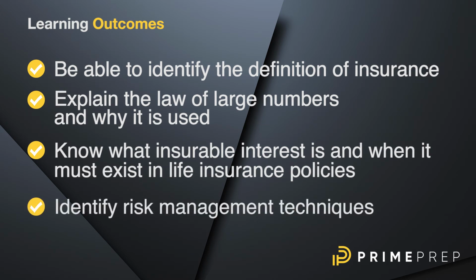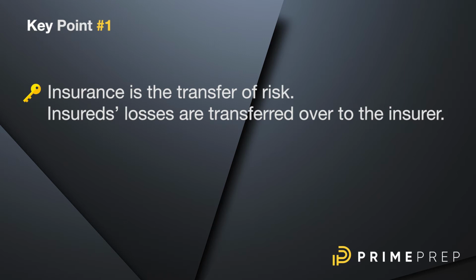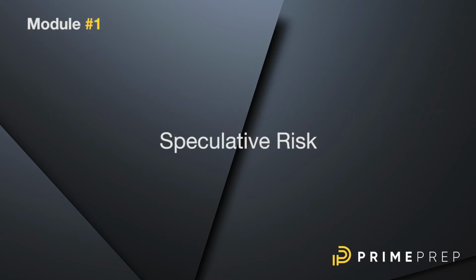Identify risk management techniques. Now, connecting back to some of our key points, remember, insurance is the transfer of risk. Insured's losses are transferred over to the insurer. Speculative risk involves the opportunity for either a loss or a gain. A good example is gambling. And remember, this type of risk is uninsurable.